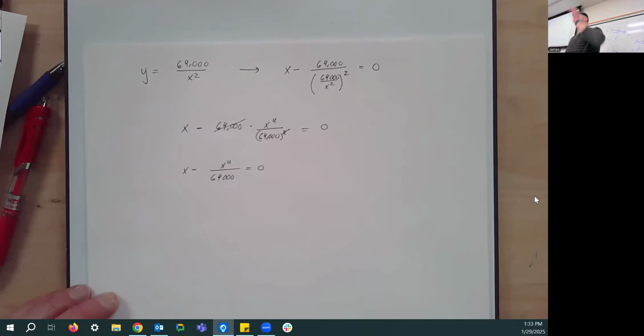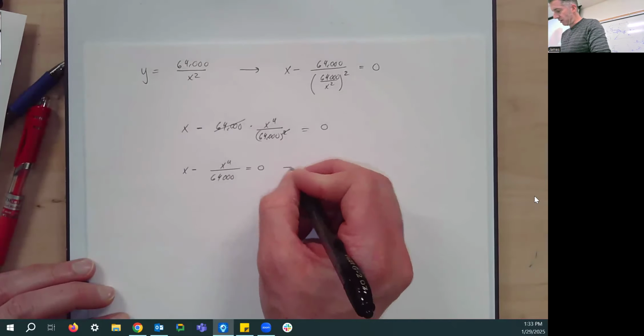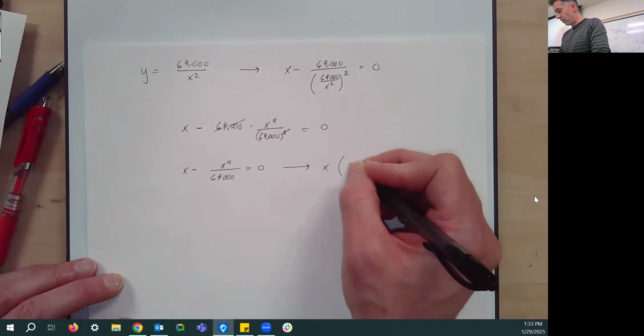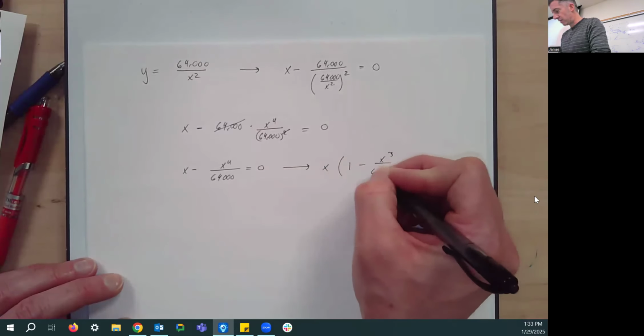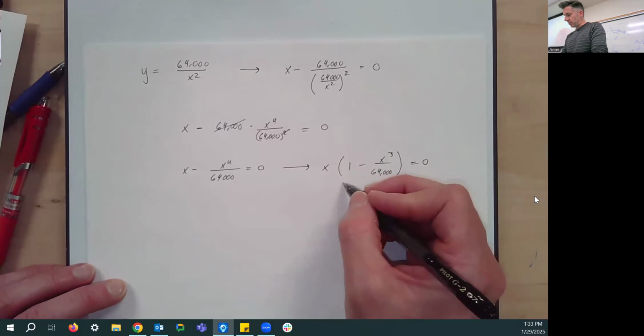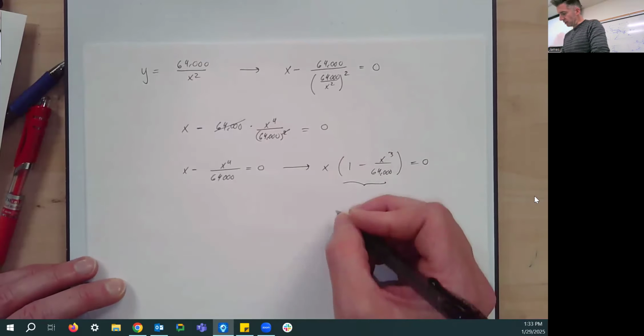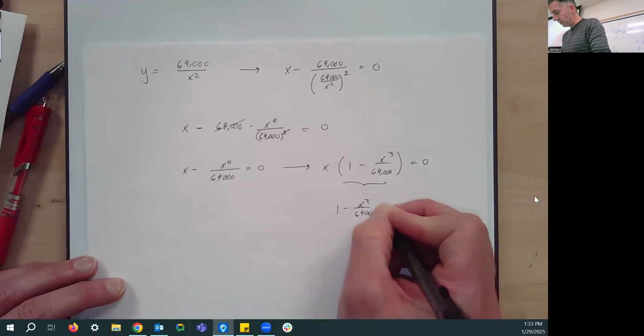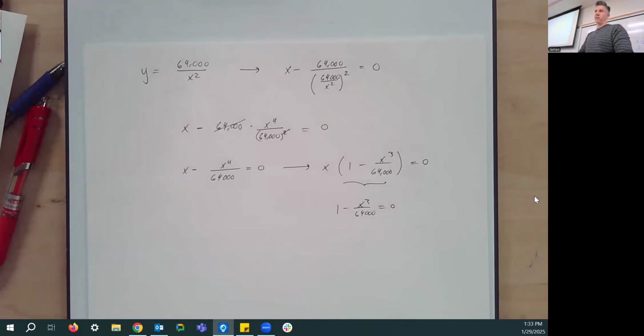So let me point out two ways you could solve this. One way, which feels like a little less work, is factoring out an x and saying you have 1 minus x cubed over 64,000 equal to 0. So then you're just going to set this part equal to 0. And you're going to say 1 minus x cubed over 64,000. I feel like you should be able to jump to just say, great, x cubed has to equal 64,000 here.